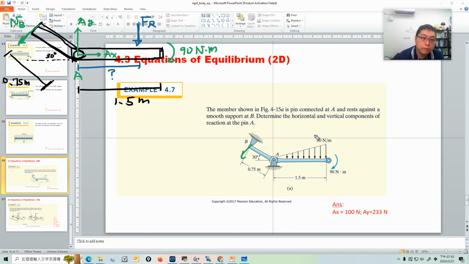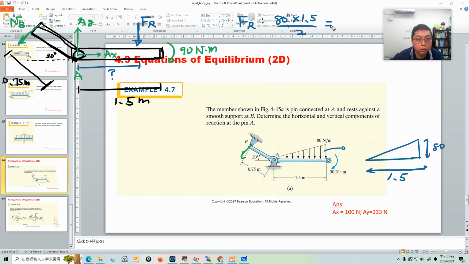In the simplification of a distributed load, the important conclusion is that the magnitude of the resultant force is the area under the distribution curve. Let me draw this once again. What is the area under this distribution curve? Here is 80 and here is 1.5. The area of this right triangle is 80 times 1.5 divided by 2, so it is 60 Newton.